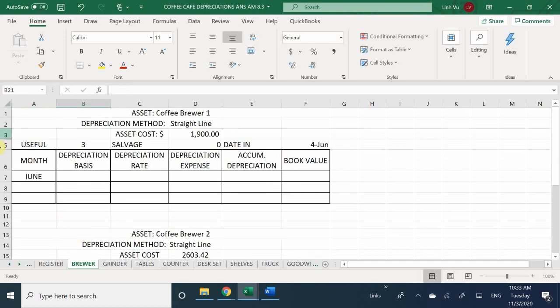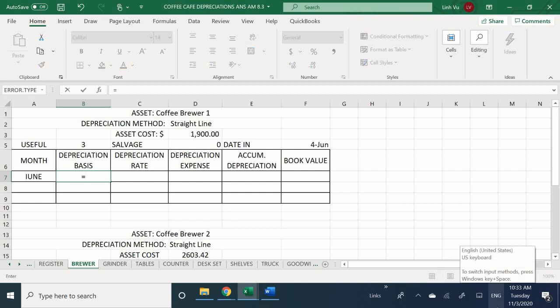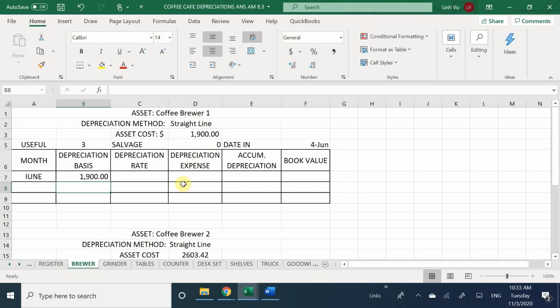All right, so let's go ahead and solve for the first one and work our way down. Because we're using straight line, how do you solve for the depreciation basis? It's going to be the same amount. Cost minus salvage first. Yes, because we have no salvage value. Okay, there you go. But we're not going to solve for the rest of the month, so we don't need to apply that limit.